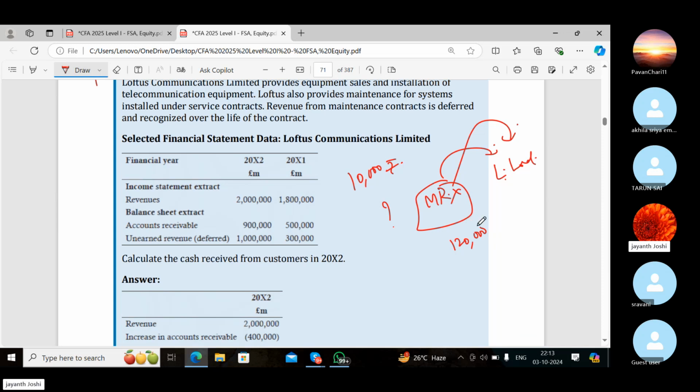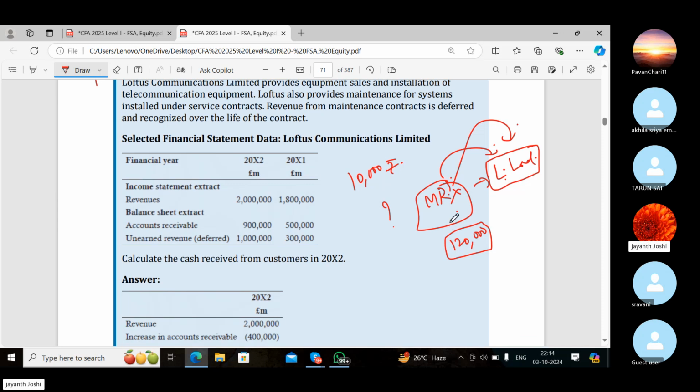This is a liability for the landlord. You will be shocked. Why? Mr. X has given advance payment to the landlord. The landlord is supposed to still give the rental services to Mr. X. Till the time the landlord does not give the rental services to Mr. X for the entire year, this particular 1,20,000 cannot be income or revenue for the landlord.